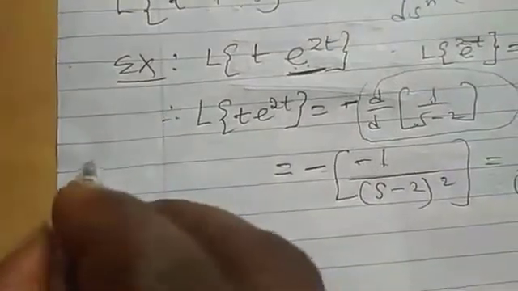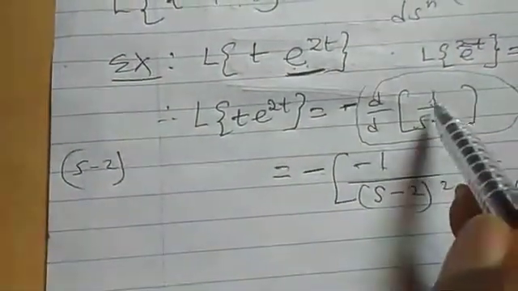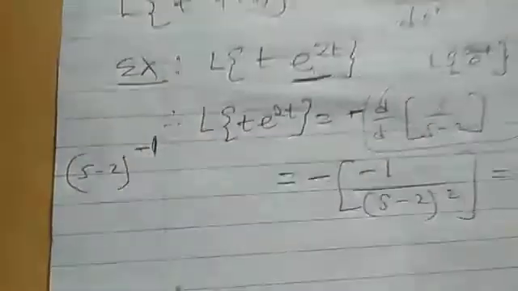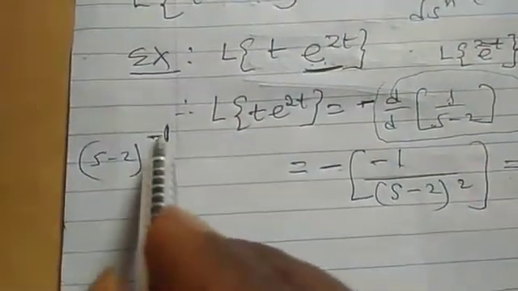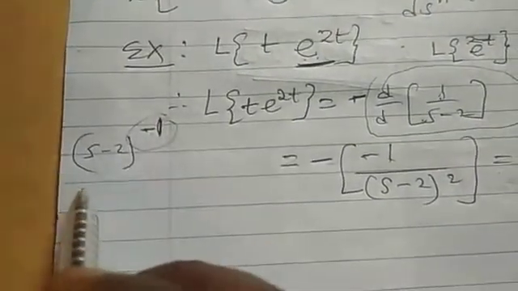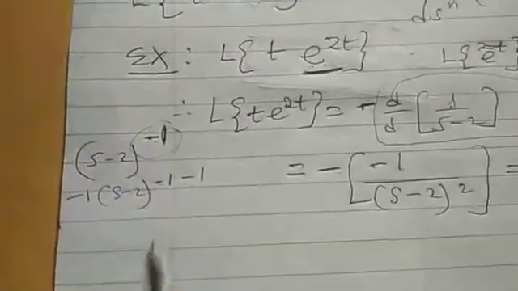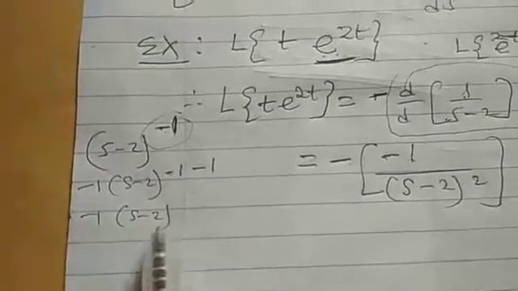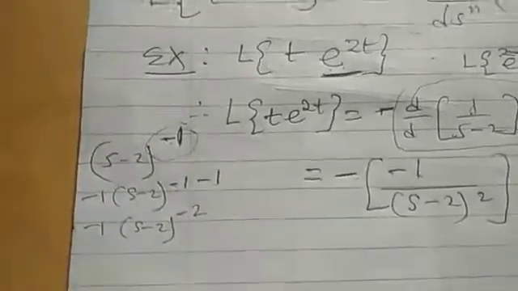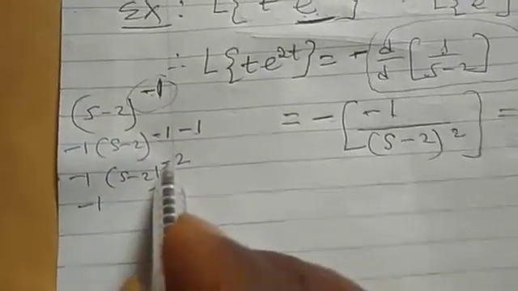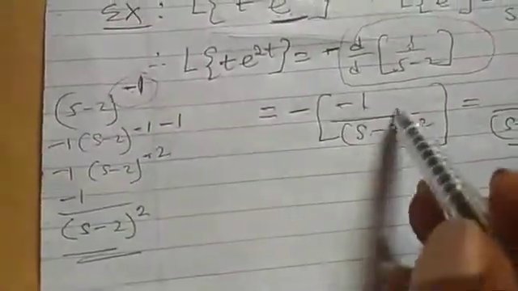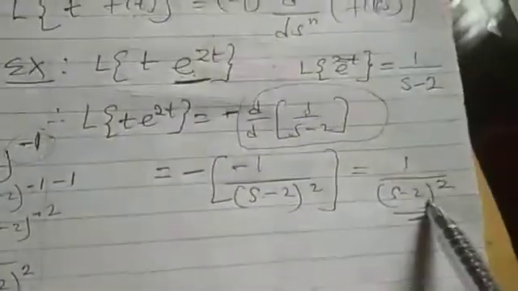How do you differentiate this? You can use it like this: 1 over s minus 2 is the same thing as s minus 2 raised to power minus 1. According to the way we normally differentiate, we bring down the power to the front. That will be minus, and we subtract the power by 1 again, minus 1 as usual. This will be minus s minus 2 raised to power minus 2. Then according to indices, anytime the power has minus, it will be a division. So that's how we have minus 1 over s minus 2 squared. So this is our answer.